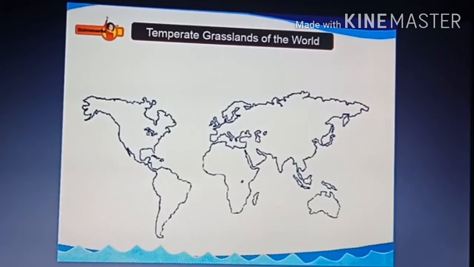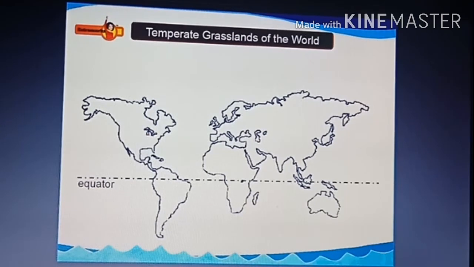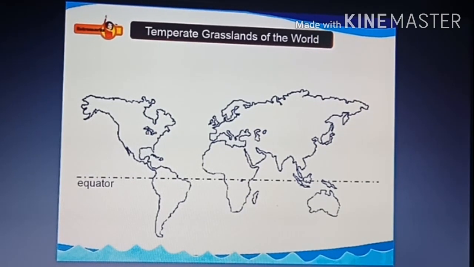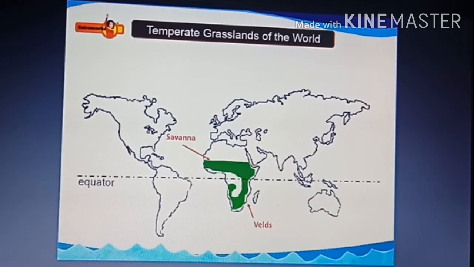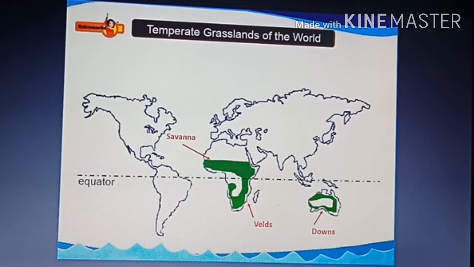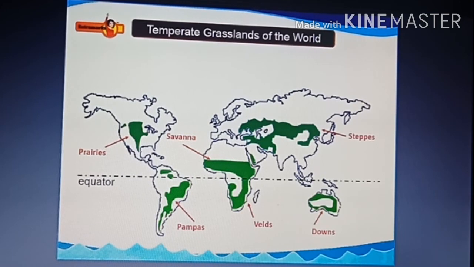Temperate grasslands are located in the mid-latitudes, that is, they are located in the inner parts of the continents. Some major temperate grasslands of the world are the Veld in Africa, the Downs in Australia, the Steppes in Central Asia, the Prairies in North America, and the Pampas in South America. Today, let us discuss the Prairies in North America.